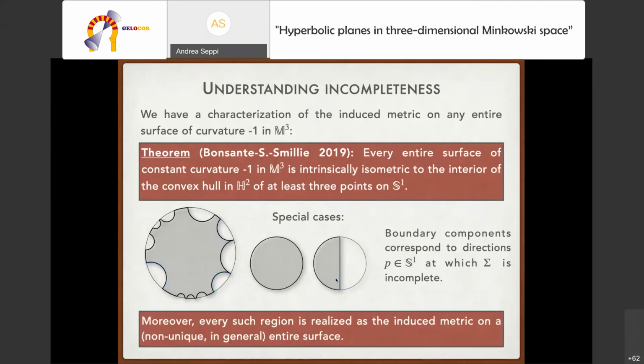And this result is sharp, meaning that every region like that, every convex hull, is realized as the induced metric on an entire surface. So this is a complete characterization of what you see as the induced metrics.